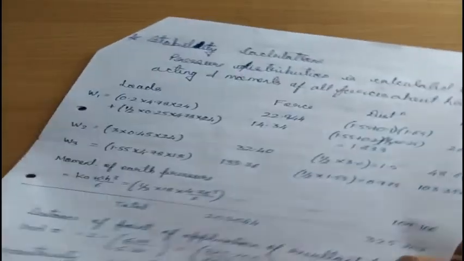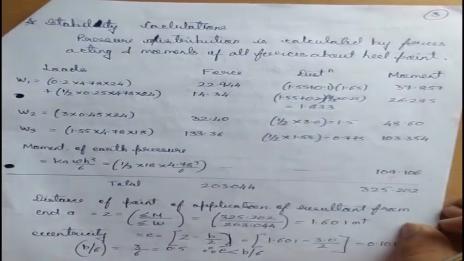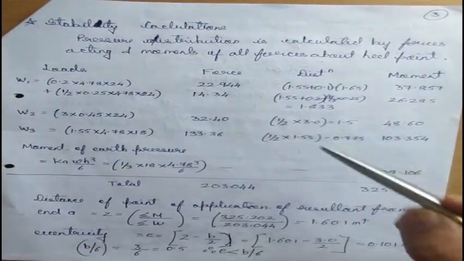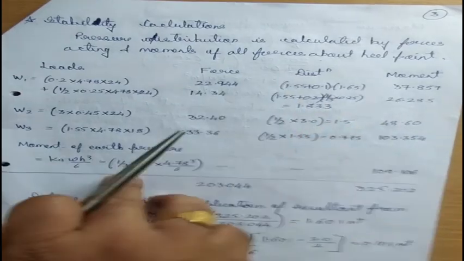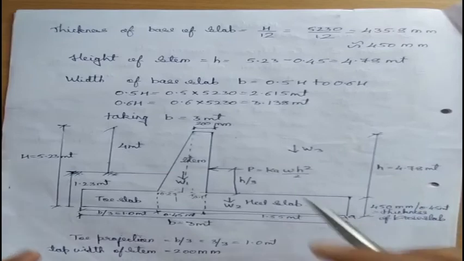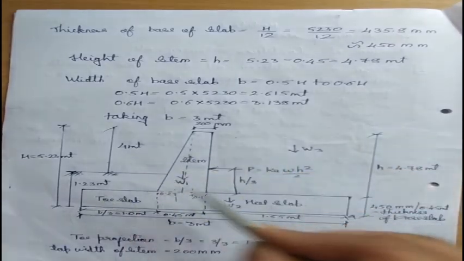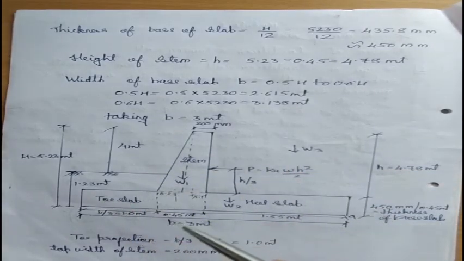Now, let us see the stability calculation. First we have to find out the pressure distribution, because the next step, as you can see in the diagram, is that we have designed the stem and now we have to design the heel slab. For this, we need to know the pressure acting on it. So, pressure distribution has to be computed.